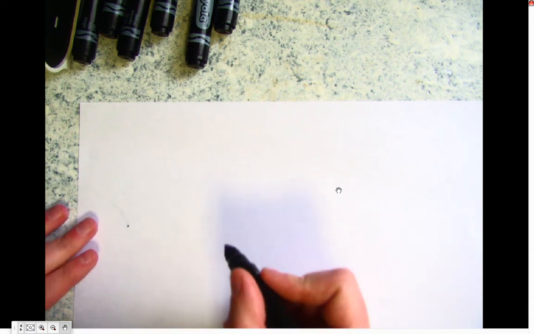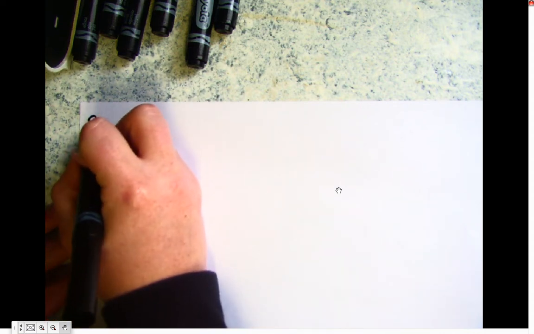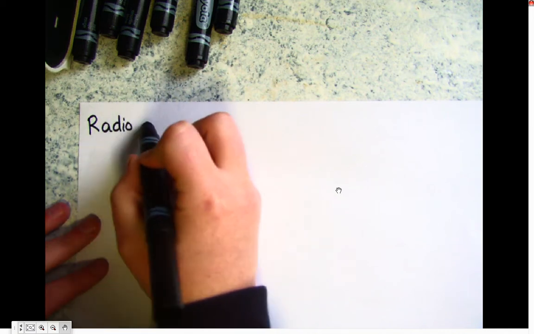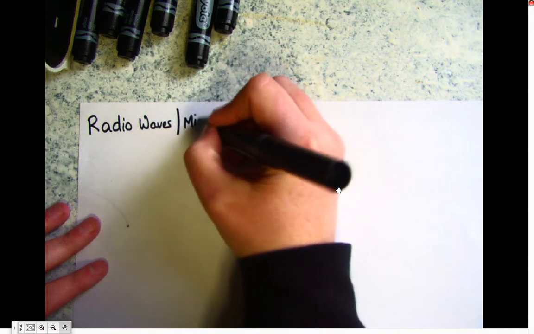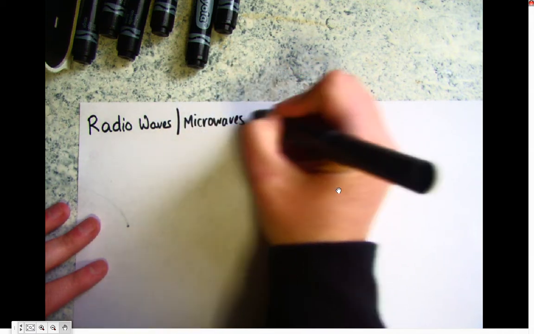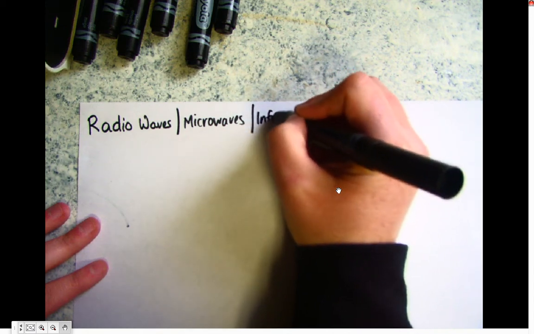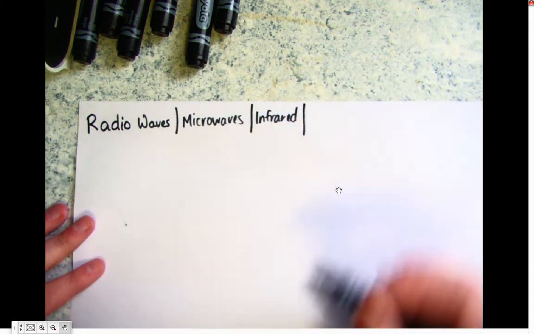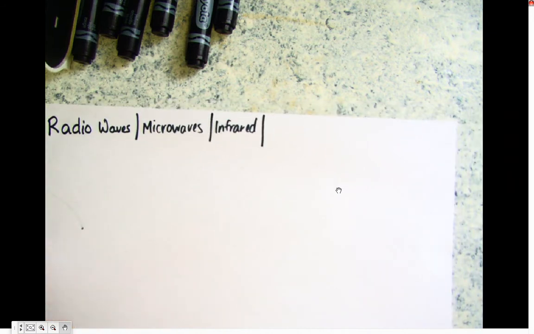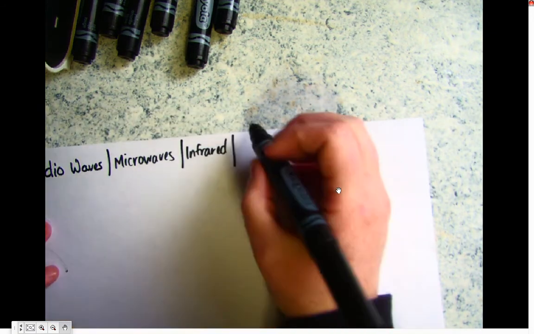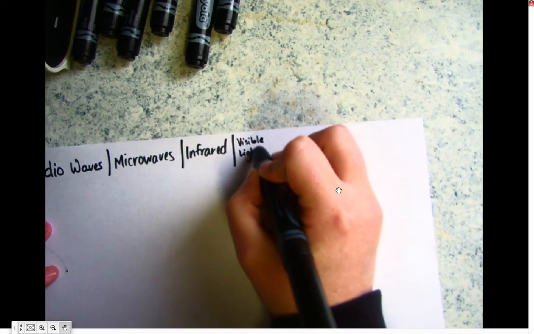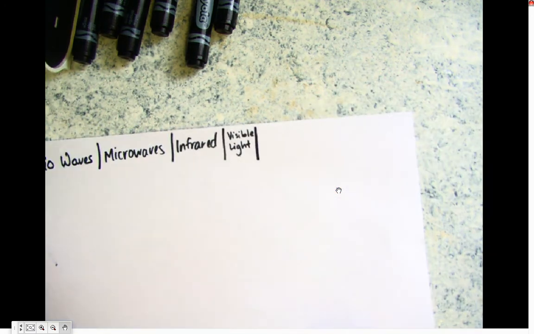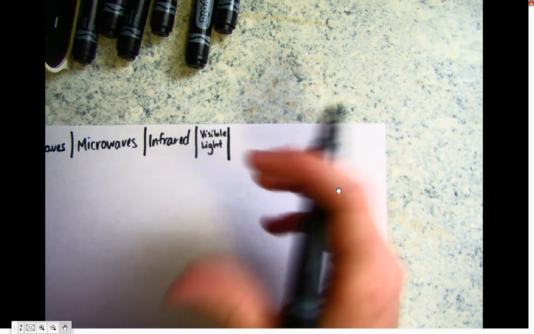So we're going to start off with radio waves. We've got microwaves. Then we've got infrared, which is the same thing as heat. And then in this tiny space right here, if you remember on your benchmark, it kept asking what was the smallest part of the spectrum. It's the visible light part. It occupies the smallest space.